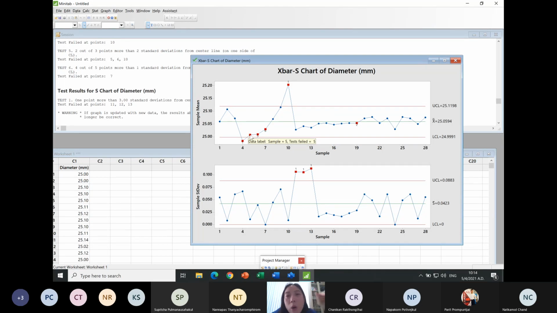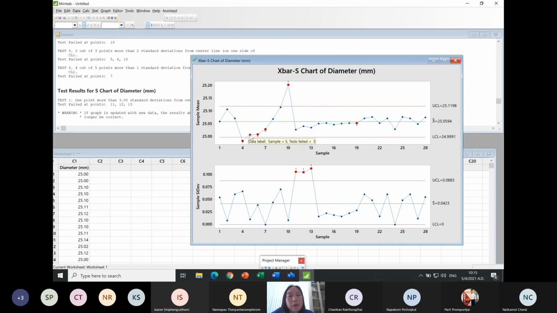Now subgroup 5 violates rule number 5. So what is rule number 5? 2 out of 3 points in zone A or beyond. In this case, if we take a look by eye, if we divide the areas of the control chart into zone A, B, and C, it seems to me that subgroup number 5 is in zone A, right?